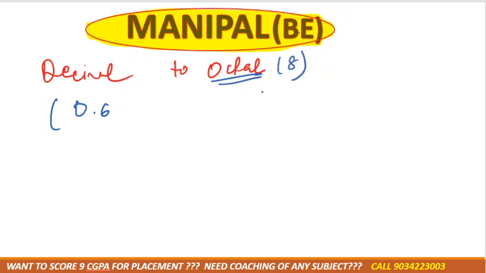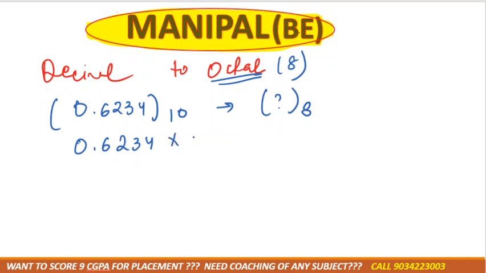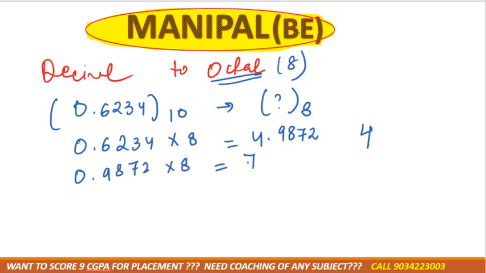octal is 8. So we need to multiply it by 8. So 0.6234 multiplied by 8 is how much? I'm telling, 4.9872. So we'll write down 4 over here. Again we'll write down 0.9872 multiplied by 8 is how much? 7.976. So we'll write down 7 over here.